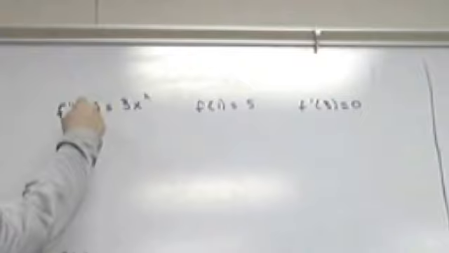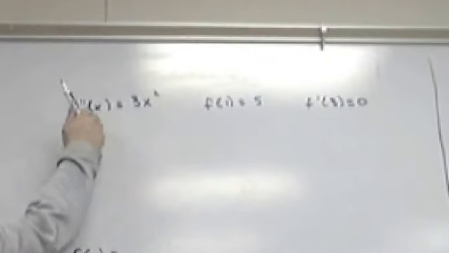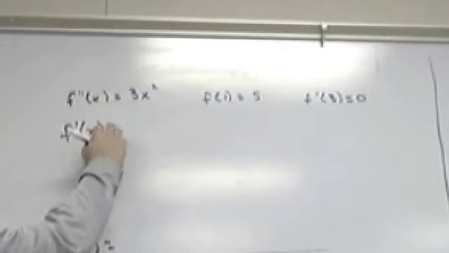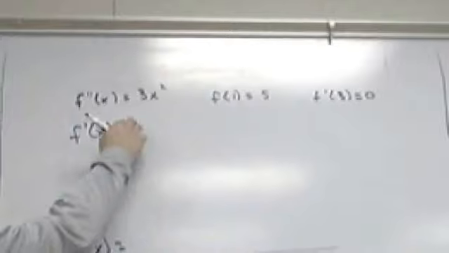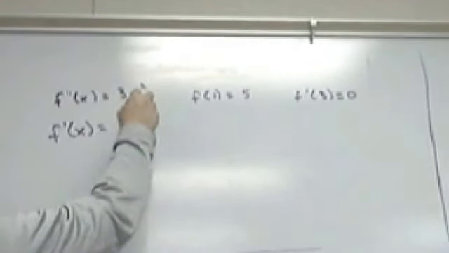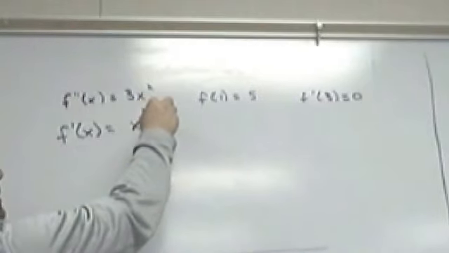So the second derivative is 3x squared. What do I have to take the derivative of to get the second derivative? Well, that's the first derivative. To get the first derivative, I have to take the antiderivative of the second derivative. Well, that's going to be 3x cubed over 3, so x cubed plus some constant.